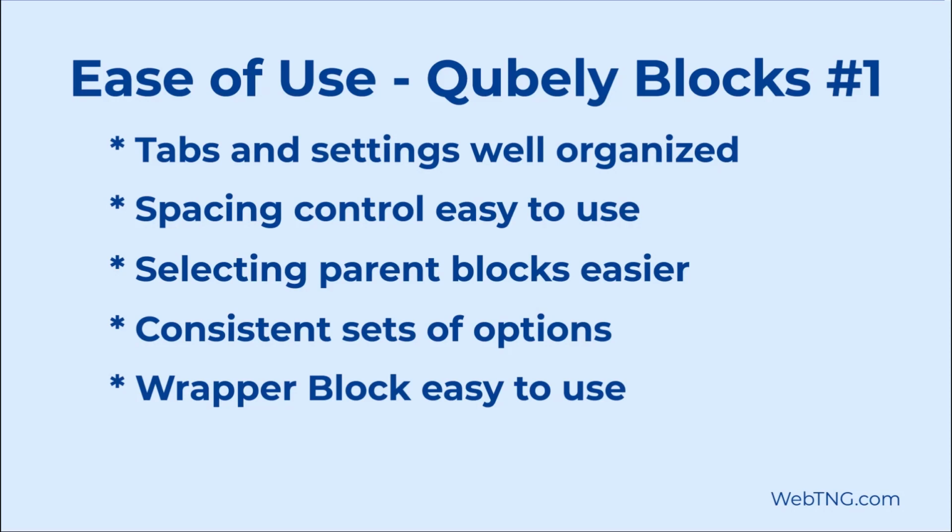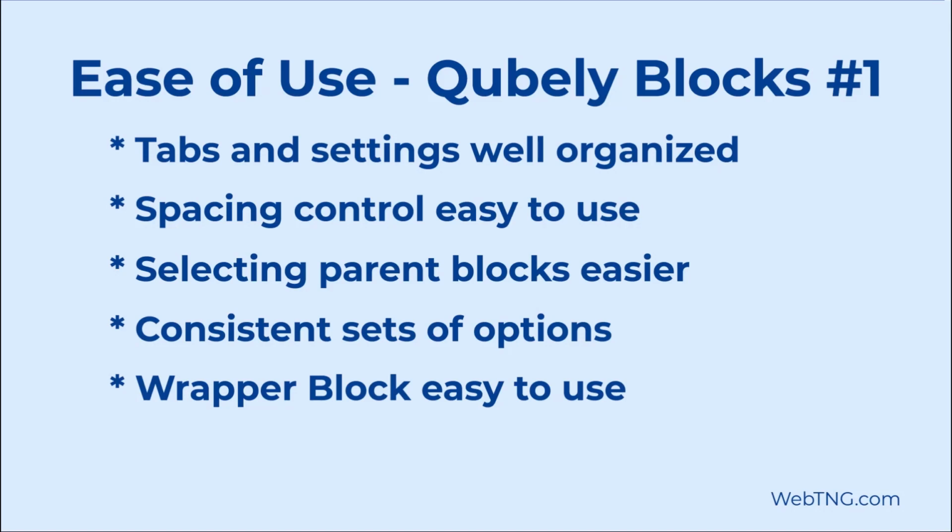Qubely and Stackable were consistent in the options that they offered on the Settings tab and the Advanced tab, and that makes it easy for users to remember where things are. For creating the super block container, the Qubely wrapper block and the Stackable container block were convenient. And I thought it was easier to use the container than the Kadence row, but you could get the job done with all of them, but I just thought the containers were a little bit easier to use. I liked the Stackable option to group any block into the container. I thought that was kind of slick.